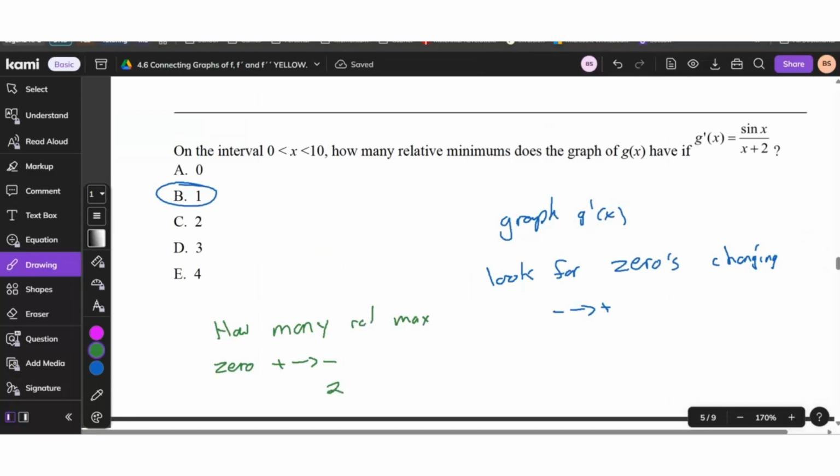Mine didn't show me. Did you graph it from 0 to 10? Okay, I'll come take a look, because it should have. Because it's the maximum.